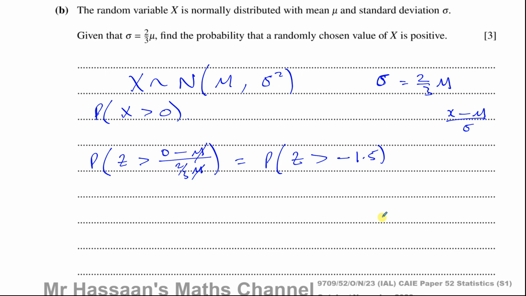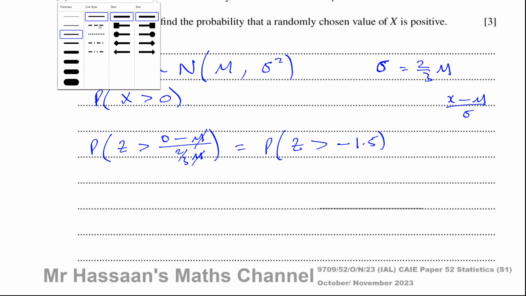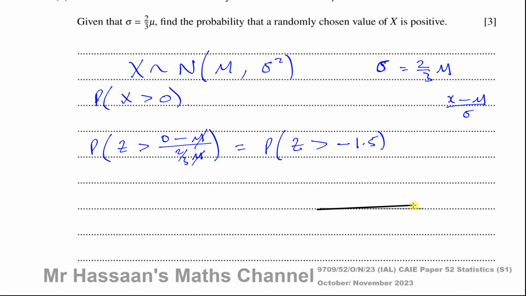So we simply have to now think about our table of values. Here we have a negative Z value, so it's less than the mean. If we think about our normal distribution curve, this would be the mean, and we're going to be at minus 1.5. So 1.5 standard deviations is below the mean. Which is going to be, we want to find the probability of this.